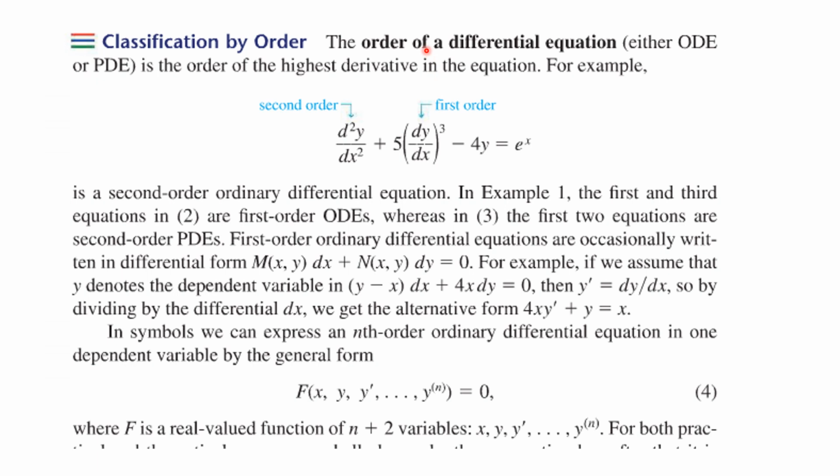The order of a differential equation is the order of the highest derivative in the equation. In symbols, we can represent an nth order differential equation in one or more independent variables by the form F of (x, y, y prime, up to y to the n) equal to 0, where F is a real valued function, and it's a function of the independent variable, be it t or x, the function itself, and the first n derivatives.